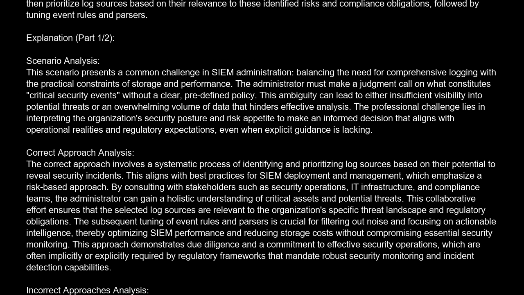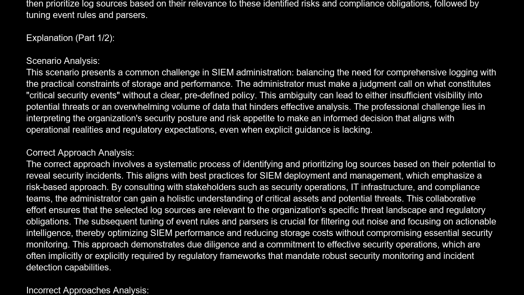Correct approach analysis. The correct approach involves a systematic process of identifying and prioritizing log sources based on their potential to reveal security incidents. This aligns with best practices for SIEM deployment and management, which emphasize a risk-based approach. By consulting with stakeholders such as security operations, IT infrastructure, and compliance teams, the administrator can gain a holistic understanding of critical assets and potential threats. This collaborative effort ensures that the selected log sources are relevant to the organization's specific threat landscape and regulatory obligations.